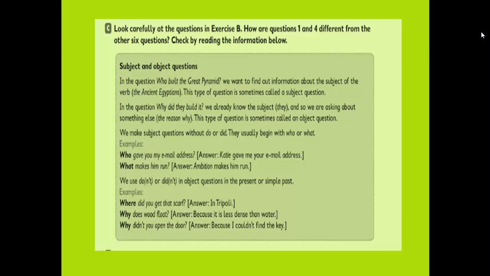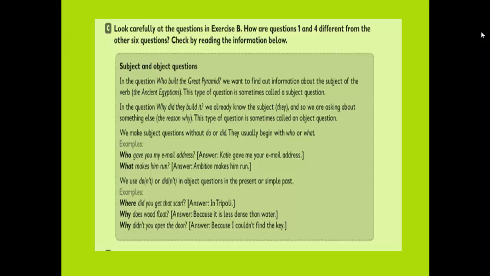In the question, who built the Great Pyramid? I mean the first question. We want to find out information about the subject of the verb, I mean the ancient Egyptians. So this type of question is sometimes called a subject question because we are asking about the subject. Here there is no need to use do, as I have said.